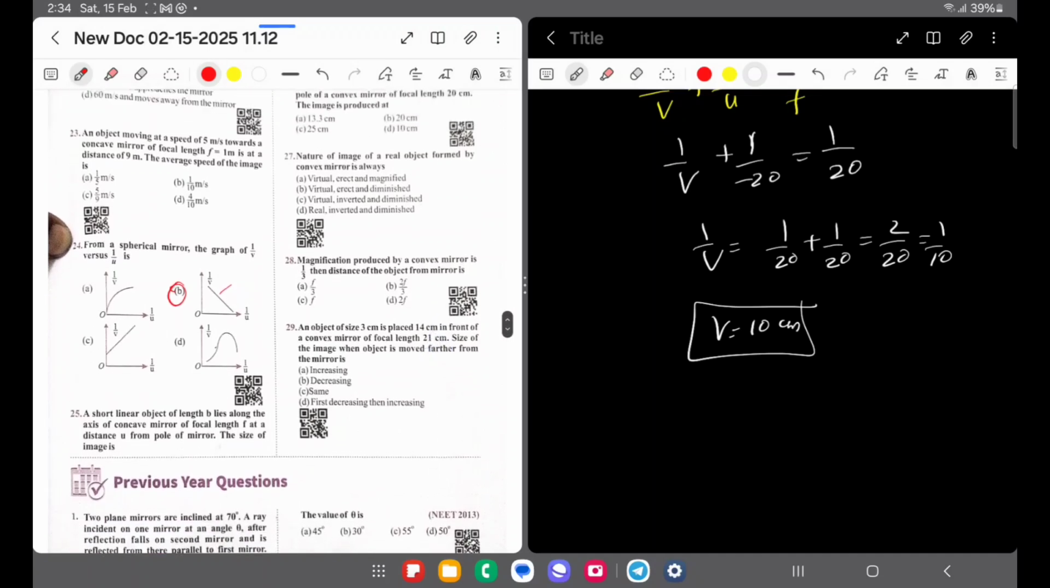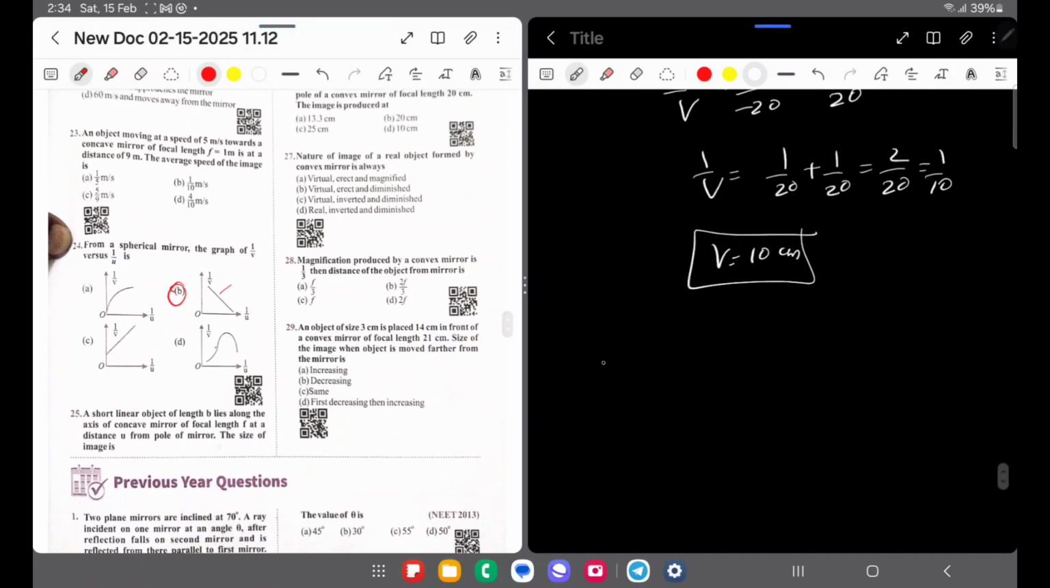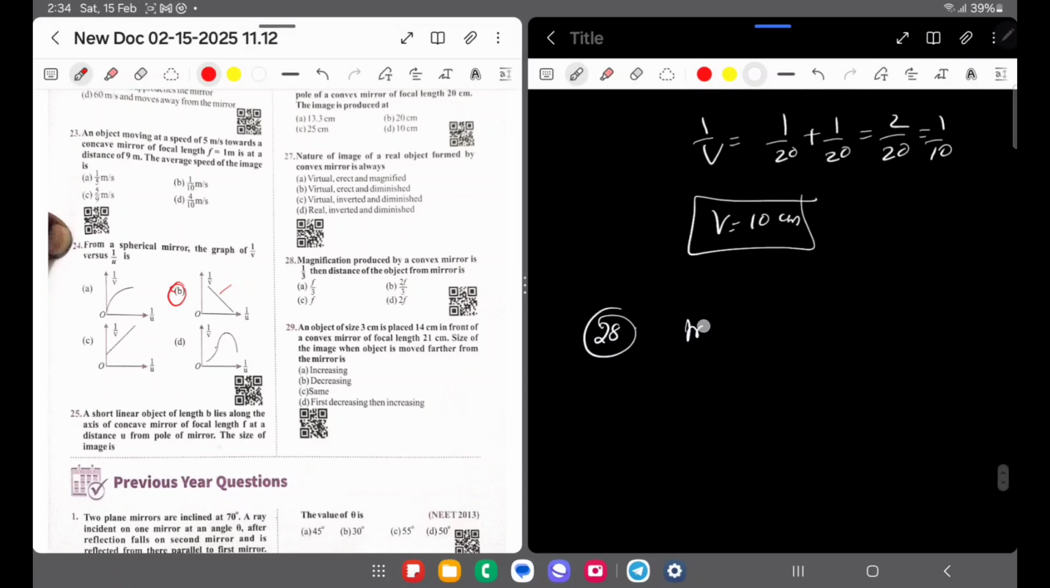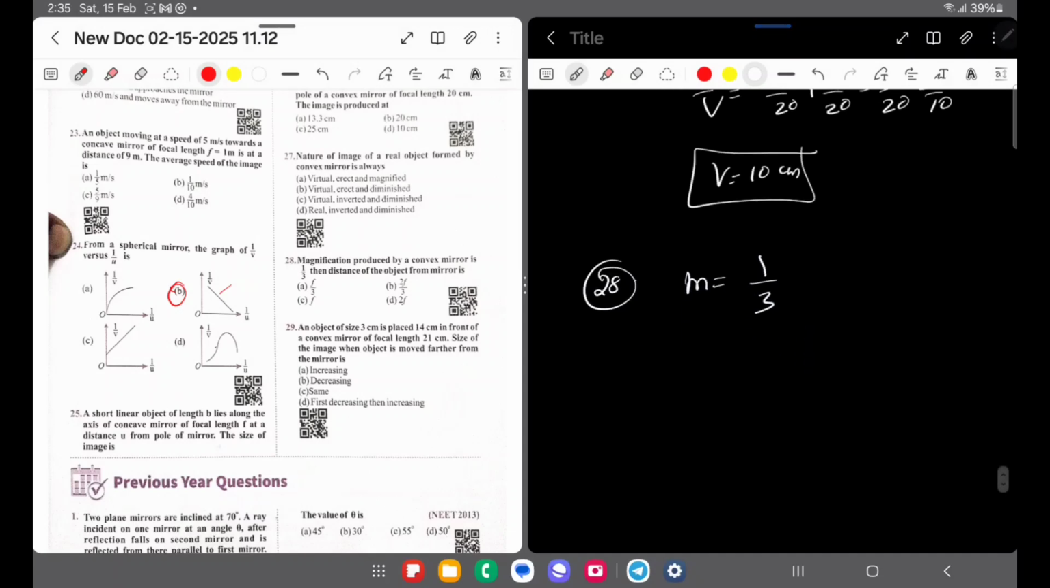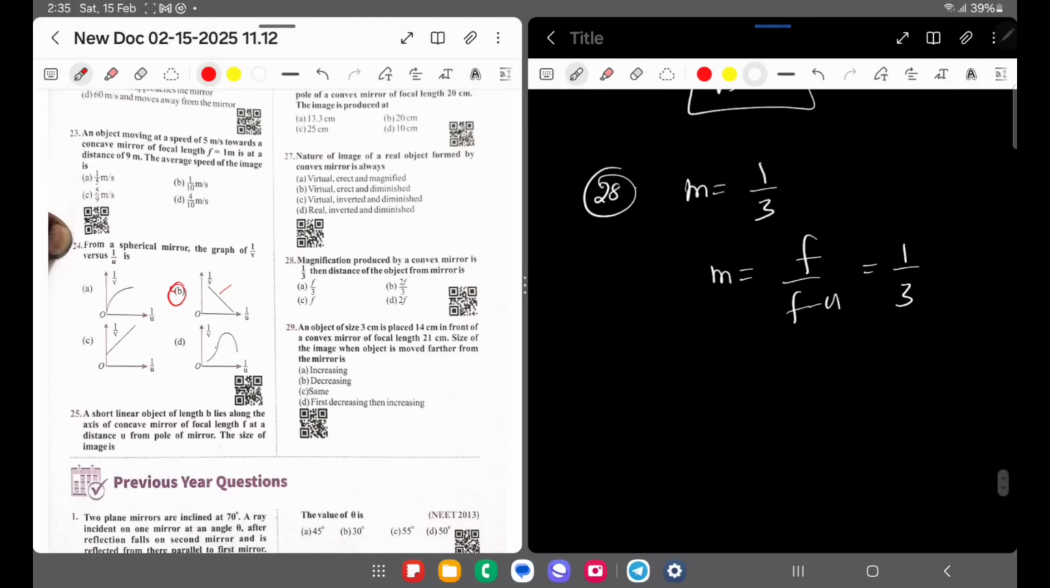Look into question number 28. The magnification produced by the convex mirror is 1 by 3, then what is the distance of the object from the mirror? We know the formula m equal to f by f minus u. It's magnification in terms of the focal length and the object distance. For a convex mirror, the focal length is positive.